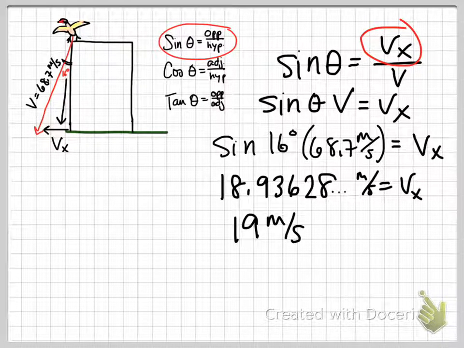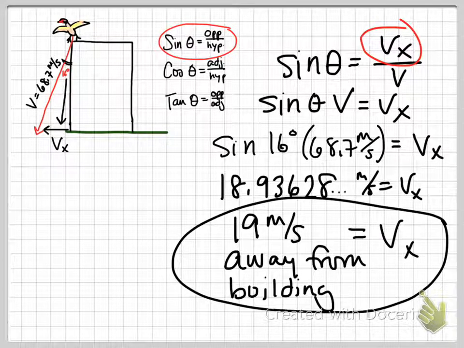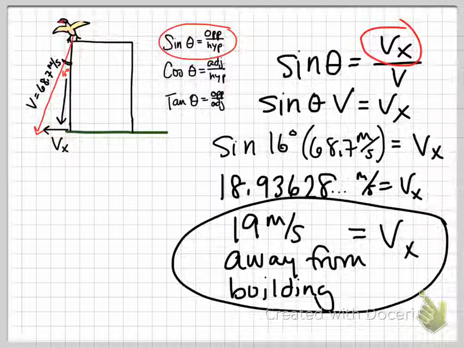What's our direction? Well, this is one where we don't have north, south, east, and west. And remember, those headings are situational. So it depends on the situation you're talking about. In this case, I'd say away from the building seems to work. So 19 meters per second away from the building equals V sub x.